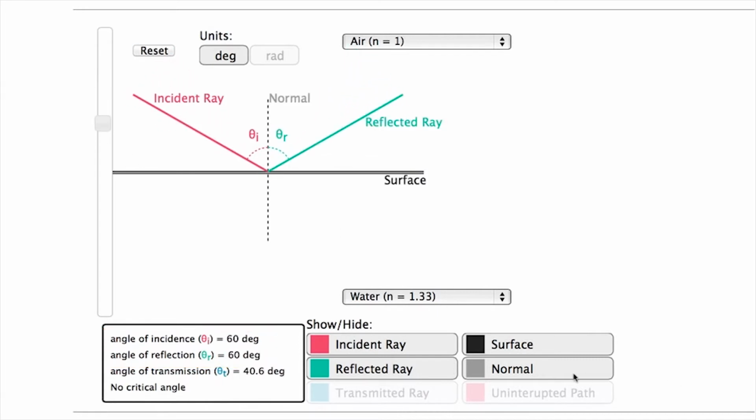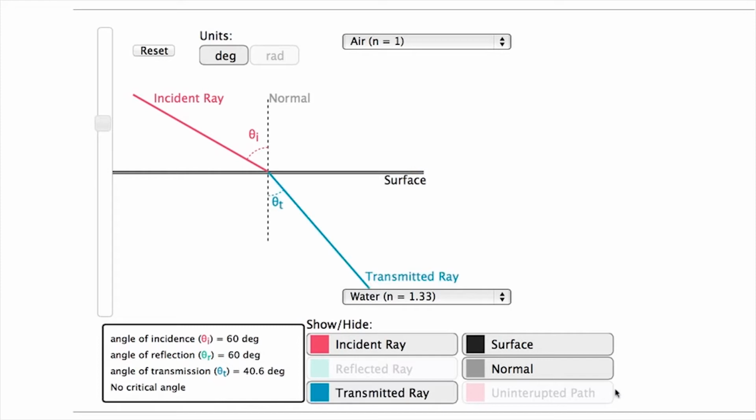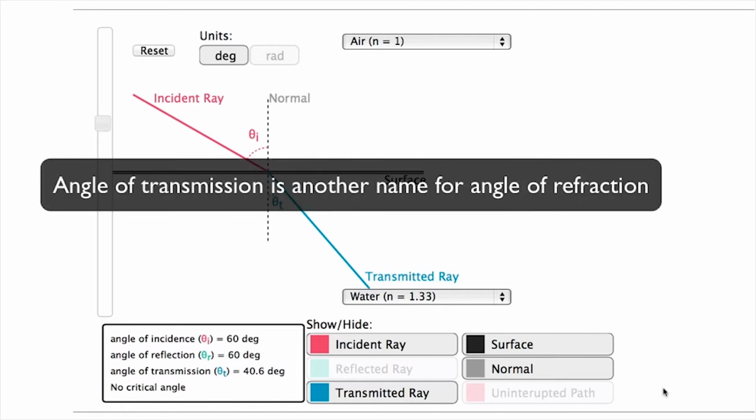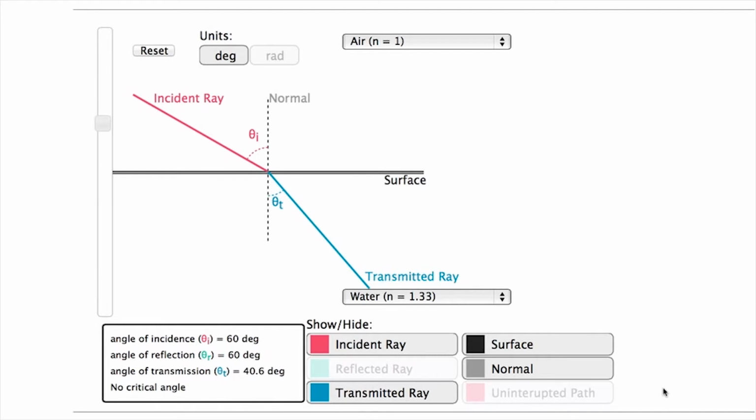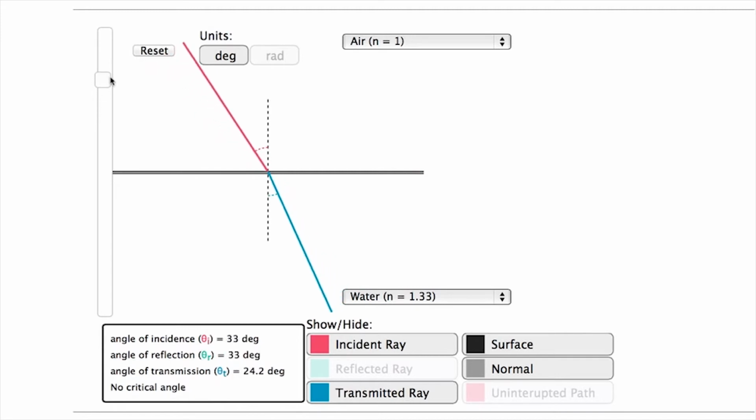Light rays that pass through the interface are transmitted rays. These rays bend. This bending is called refraction. The amount a light ray refracts is described by the angle of refraction. This is the angle between the transmitted ray and the normal. The angle of refraction is also called the angle of transmission. The direction and magnitude of the refraction depends on the relative densities of the two media and the angle of incidence.